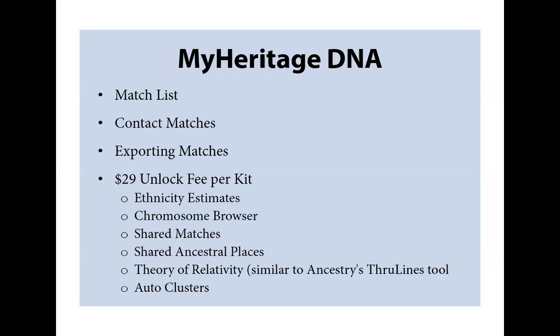MyHeritage DNA also gives you a match list. You can contact your matches. You can even export your matches into spreadsheets, which is really helpful. They have their own unlock fee, so you can upload the DNA from other sites like Ancestry or Family Tree or 23andMe. And that unlock fee gives you availability for the ethnicity estimates, your chromosome browser, shared matches, shared places in common, those ancestral places, a theory of relativity, which is very much like what we see in Ancestry's ThruLines, and an auto clustering tool, which can show you how you're related to different DNA matches from a more visual perspective.